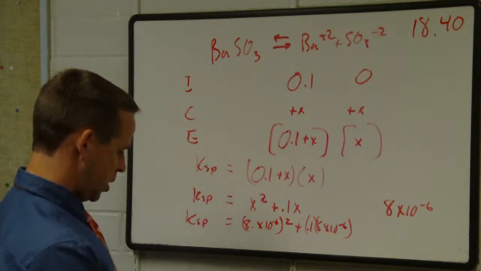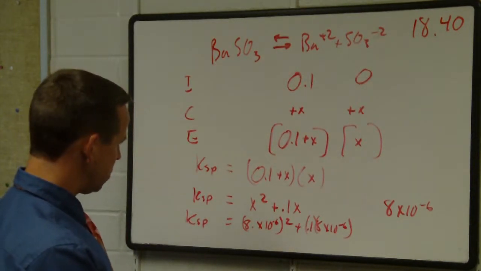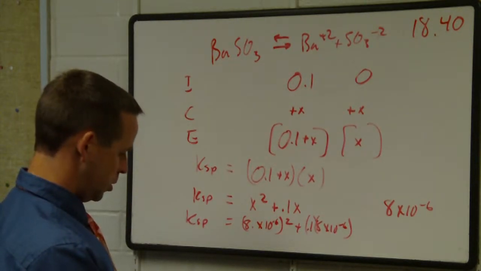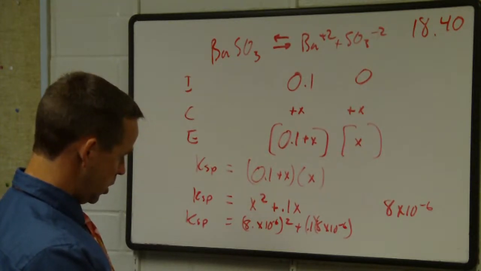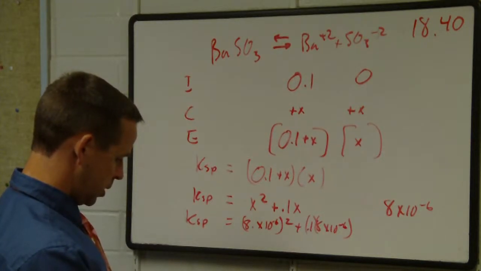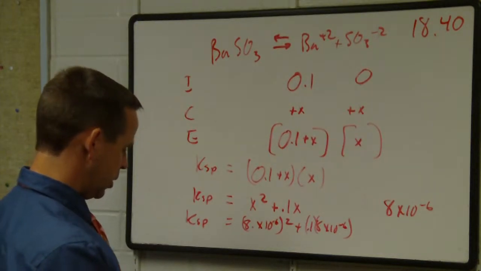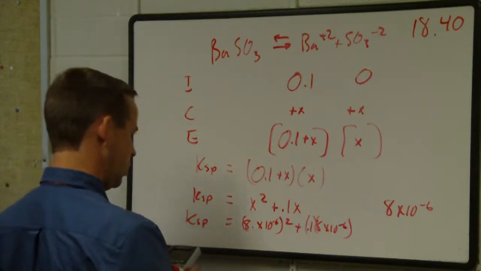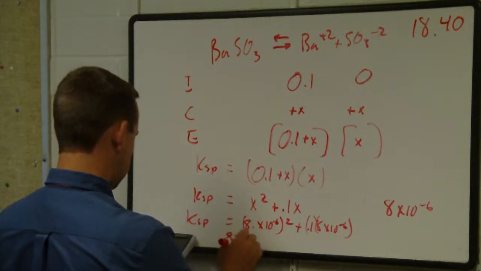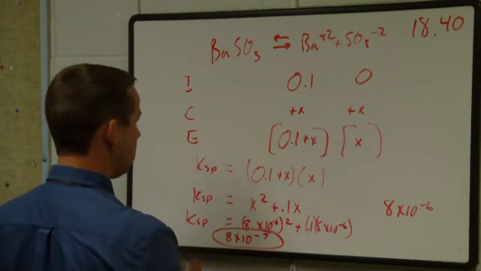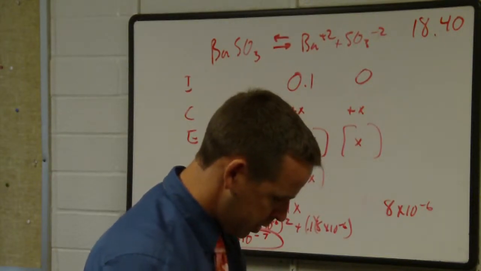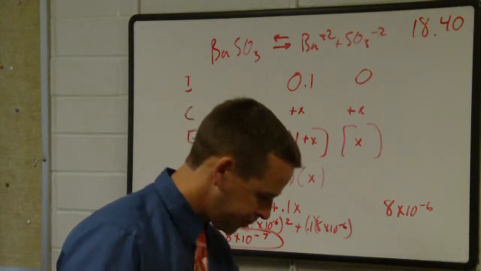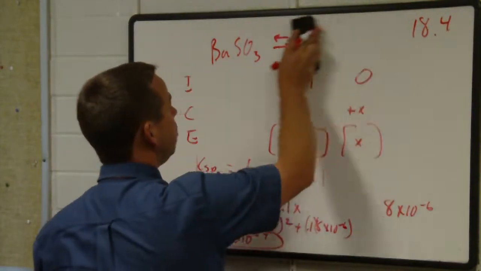Alright, so 8 times 10 to the minus 6 squared plus 0.1 times 8 times 10 to the minus 6. So I'm getting 8 times 10 to the minus 7. Okay. Good. Problem 1842.